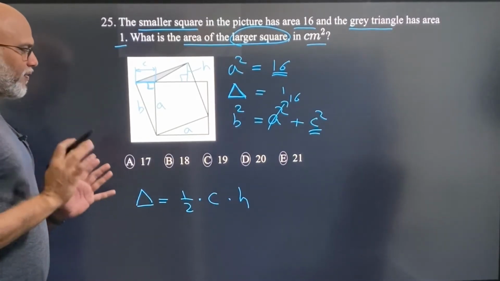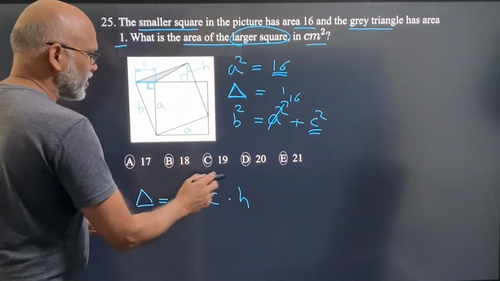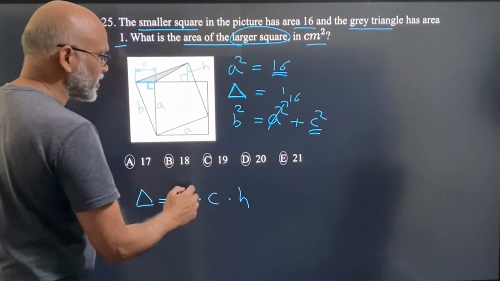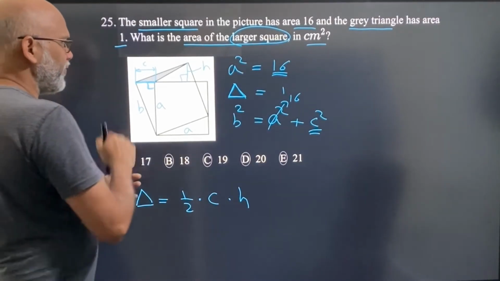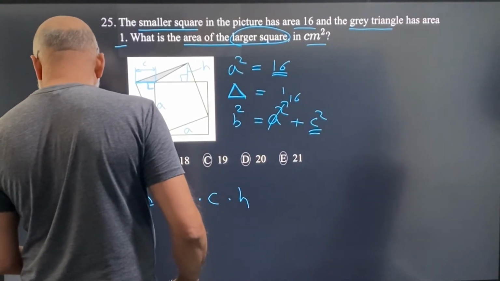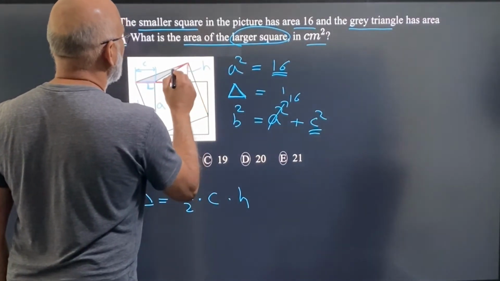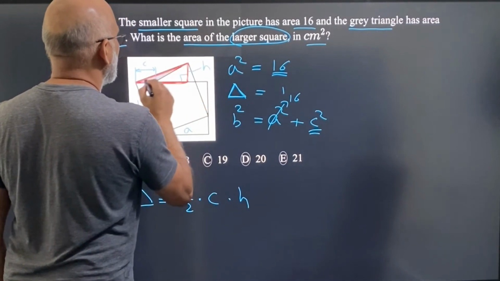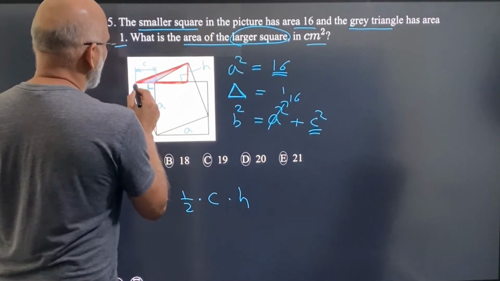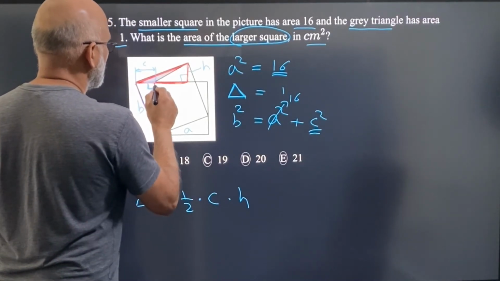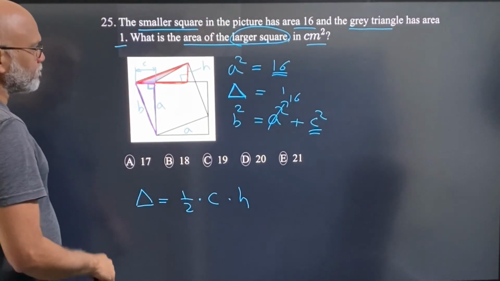Now somehow I have a feeling that I know the area and I need to find C in terms of the area. So somehow H has to be related to C, and we need to find out how that is related, right? Now if you look carefully, let me change the color. Let's take a look at this triangle here and this triangle. Okay, let's take a look at those two triangles.